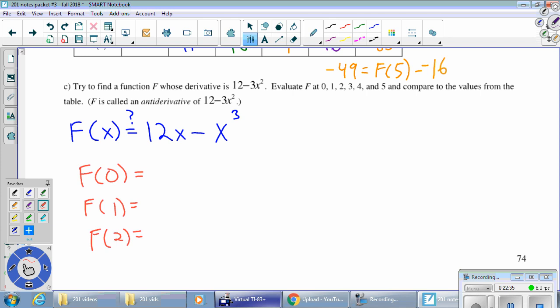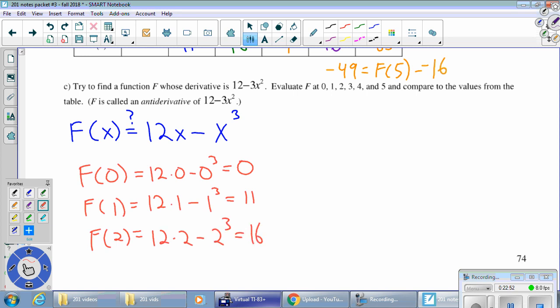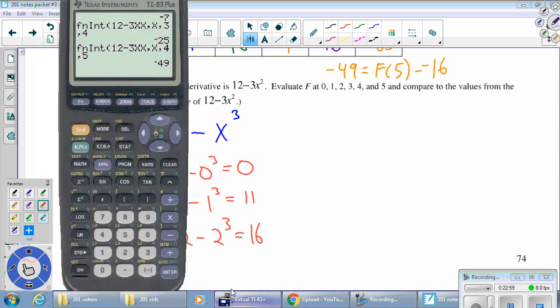Okay, so plug 0 in for both of these x's. We're going to get 0. Plug 1 in, 12 times 1 minus 1 cubed. 12 minus 1 is 11. Plug 2 in, 12 times 2 minus 2 cubed. 24 minus 8, that's 16. And then we'll do the other ones on the calculator, 3, 4, and 5. 12x minus x cubed.